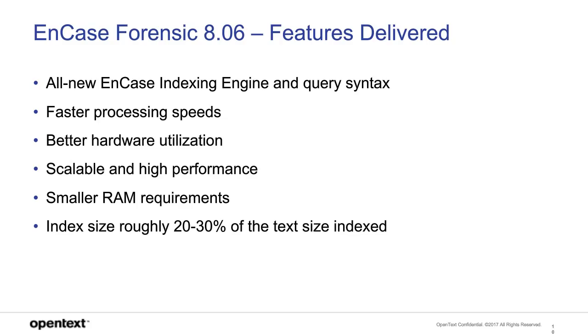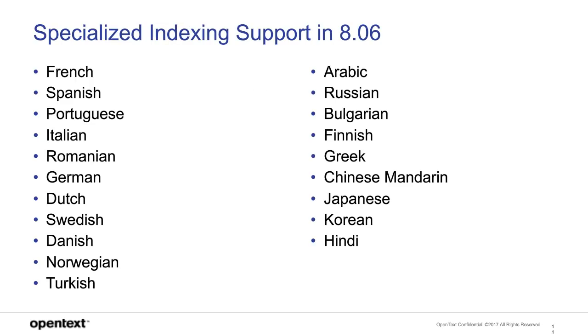The biggest impact you will see is when you're doing large amounts of data. It uses the processors better by utilizing all cores and is much more scalable. It takes a lot less RAM, and also the index size written to disk is much smaller. In addition to that, you can now index and query in 20 different languages, as you can see listed here. These are specialized analyzers which understand the native language and help break the words in a much more efficient manner.